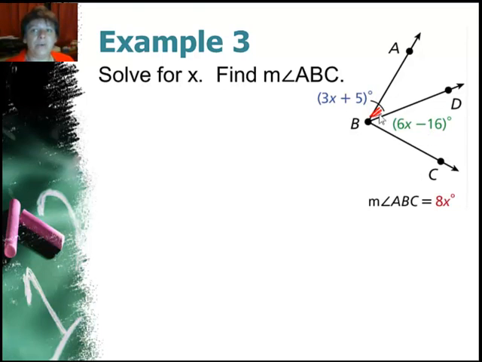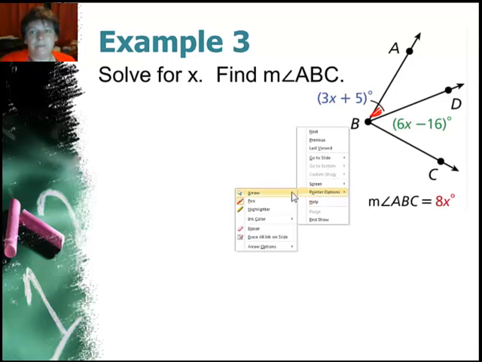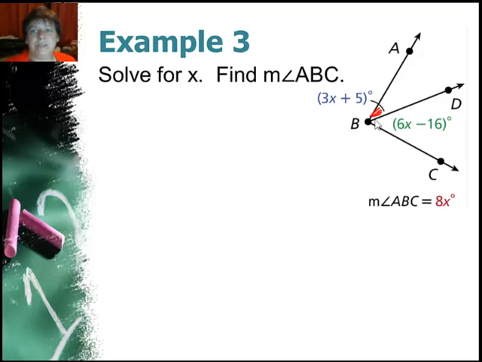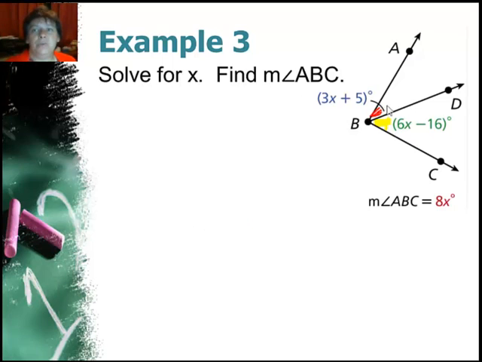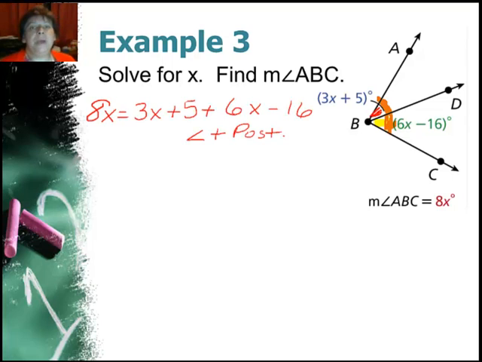So this angle right here plus, let me go ahead and get a highlighter, plus this angle right here has to equal the whole. And I'll change the ink color. There we go. So the red and the yellow has to equal that whole angle in orange. So here is my equation. 8x is the whole, equals 3x plus 5 plus 6x minus 16. And that's using the angle addition postulate right here.